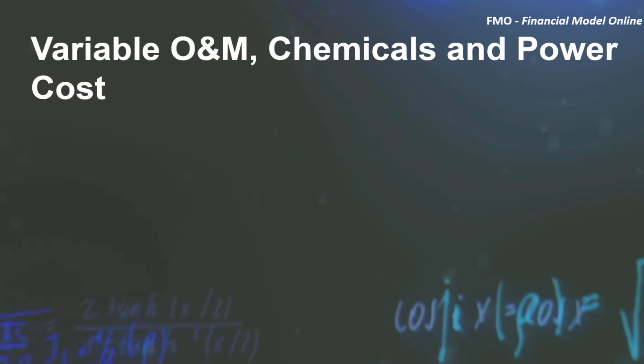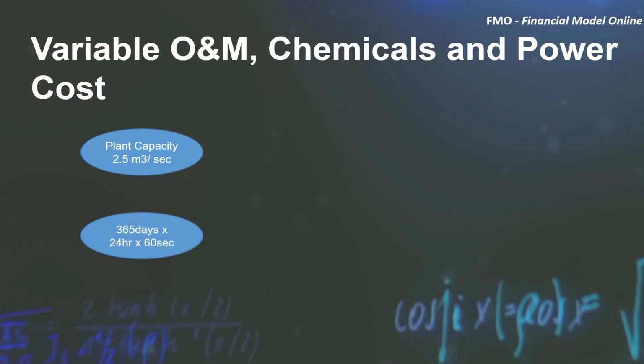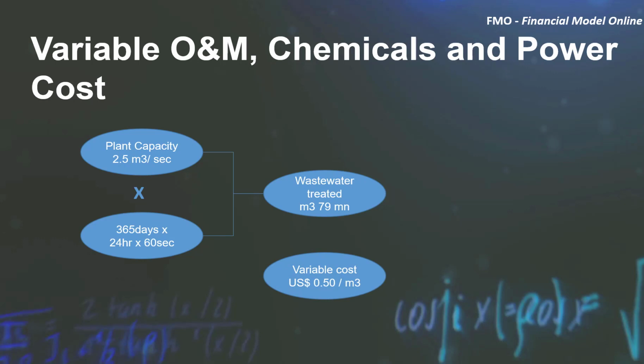So the way we're going to be modeling the variable O&M, chemicals, and power cost, first we'll have to calculate the wastewater treated volume, which will depend on the plant capacity and the seconds in a year, which will give us the wastewater treated volume per year of approximately 79 million. And we have already calculated this number in our revenue sheet, so all we have to do is borrow that number from our revenue sheet and multiply by the variable cost per unit of 50 cents per cubic meter. And this will give us the variable O&M, chemicals, and power cost per year of approximately 39 million.